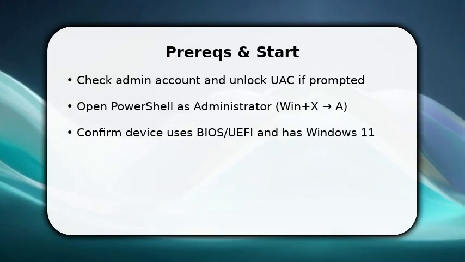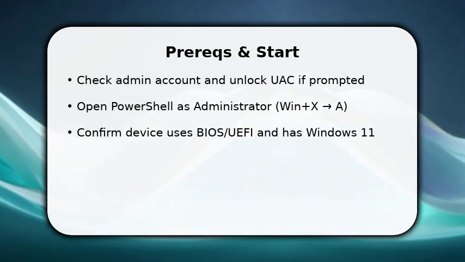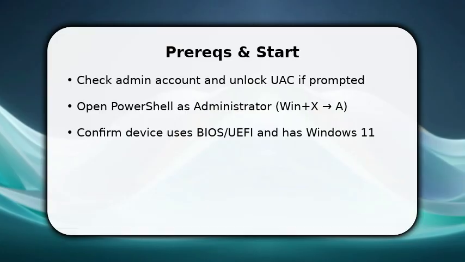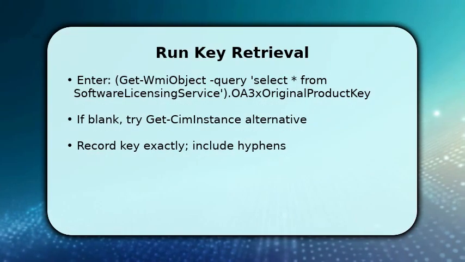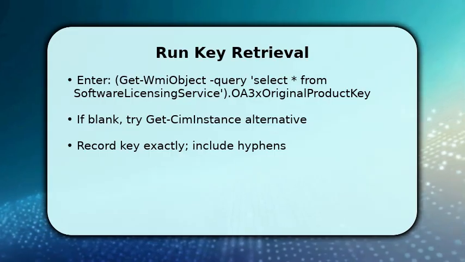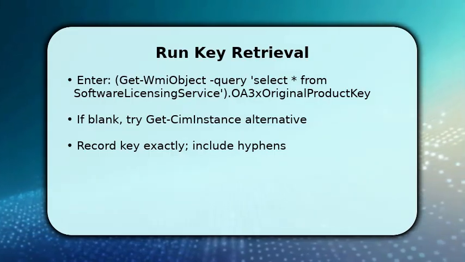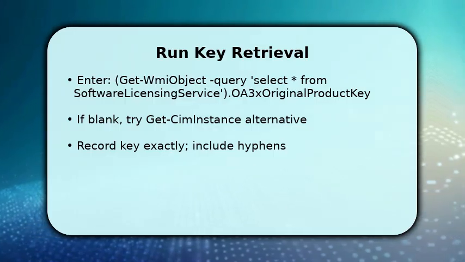Now that you're in PowerShell, you're ready to run the single command that pulls the OEM product key from firmware. You will now execute the command that queries firmware-stored keys. Type Get-WmiObject -Query "select * from SoftwareLicensingService", OA3xOriginalProductKey, and press enter. This reads the OA3 key field from the licensing service.